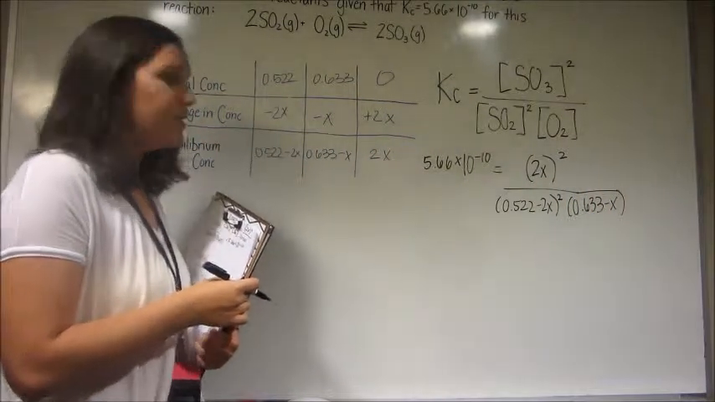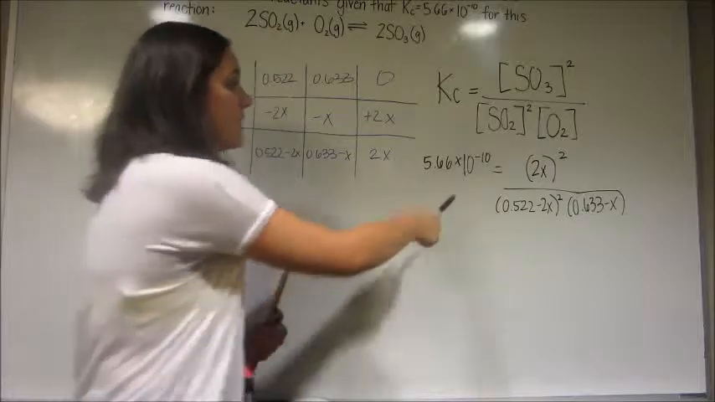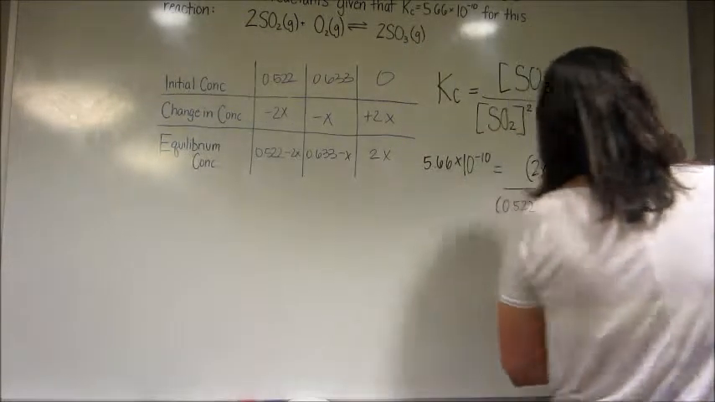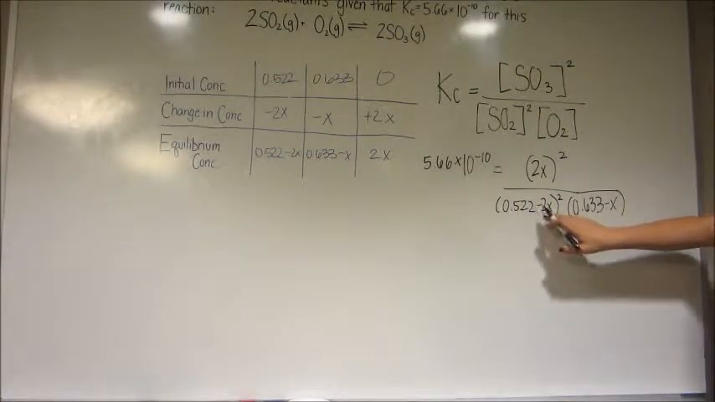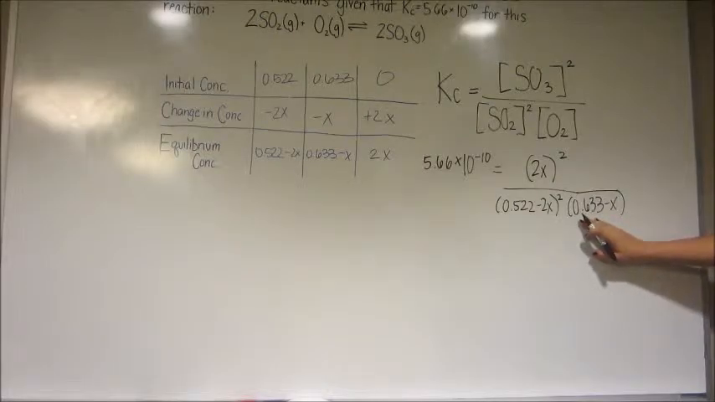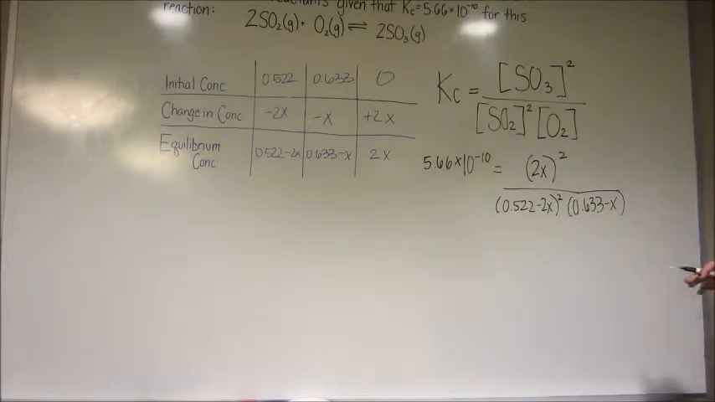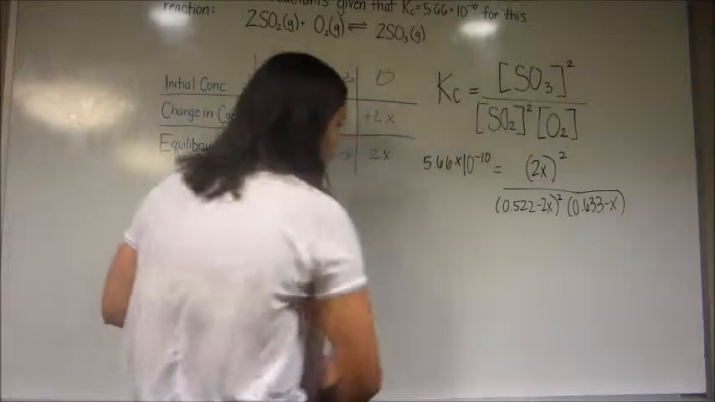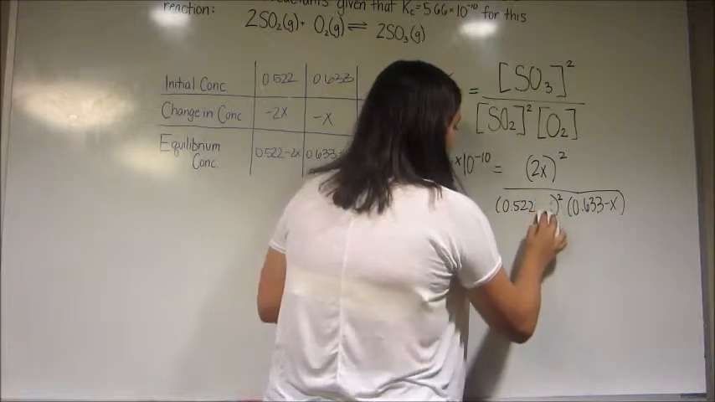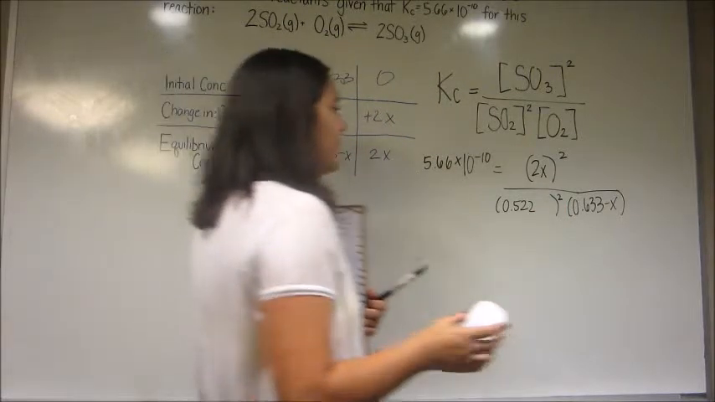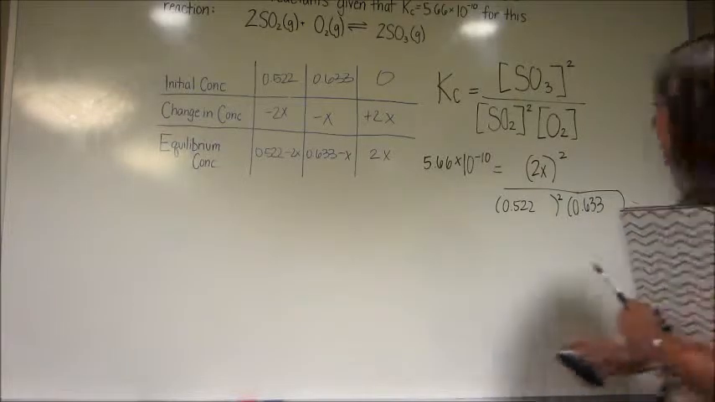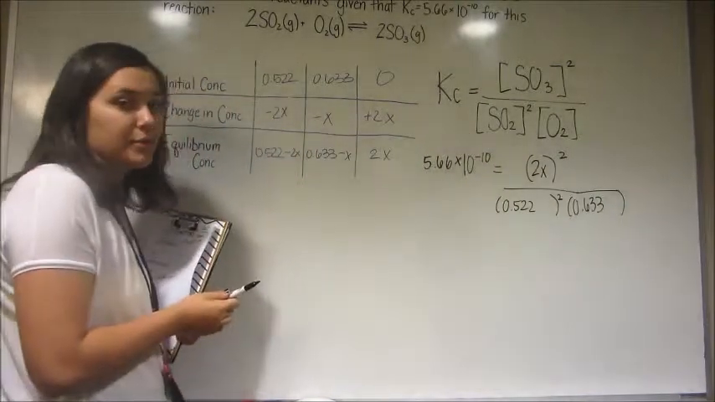Okay, so now that we're here, we can use the assumption that we've learned, because this is times 10 to the negative 10, which is very small. With the assumption, we're saying that this x is so small that when you subtract it from 0.522 or 0.633, it really doesn't make much of a difference at all. So what we can do is change 0.522 minus 2x to just 0.522 squared, and change 0.633 minus x to just 0.633. So this is a lot easier problem to solve.